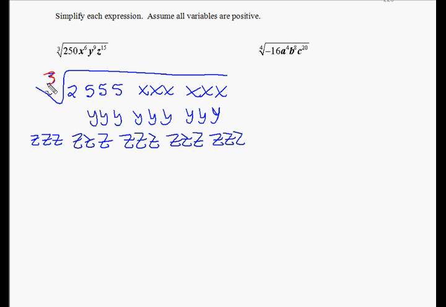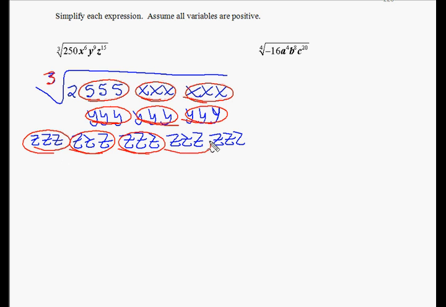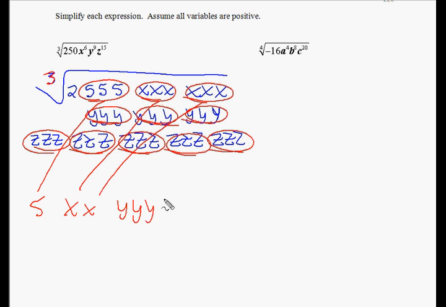The index 3 indicates that I need to find a base multiplied to itself 3 times. 5 is multiplied to itself 3 times. 2 is not. Here are a couple x's and y's and a whole bunch of z's that are multiplied to themselves 3 times. So when I take this out, I take it out as a 5 and an x and another x, and then 3 y's, and then 5 z's, but left inside the radical is a 2.